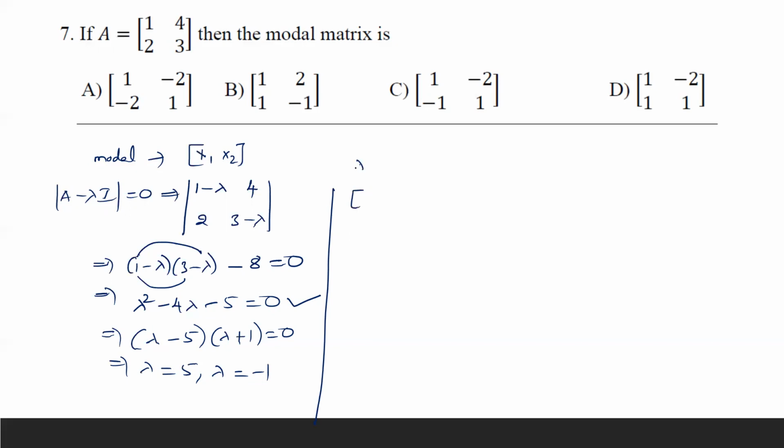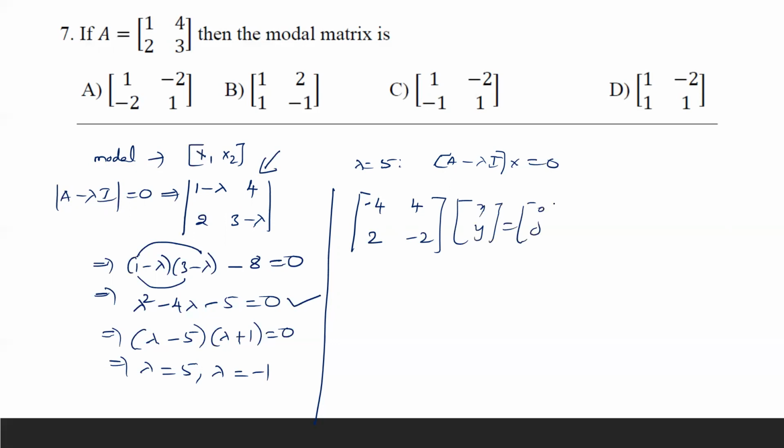To get the eigenvector for lambda is equal to 5, we need to take this expression: (A minus lambda I) into x is equal to 0. So in place of lambda in this A minus lambda I, I'm now substituting lambda is equal to 5. You see 1 minus lambda, 1 minus 5, is minus 4, and here is a 4. Then it is 2 here. Then 3 minus 5 will give minus 2. And as usual, we know there will be x, y and 0, 0 here.